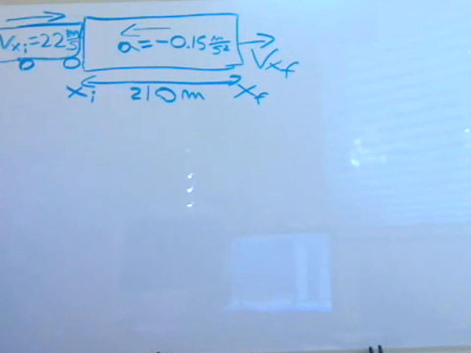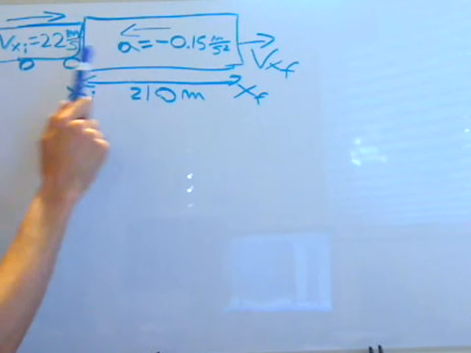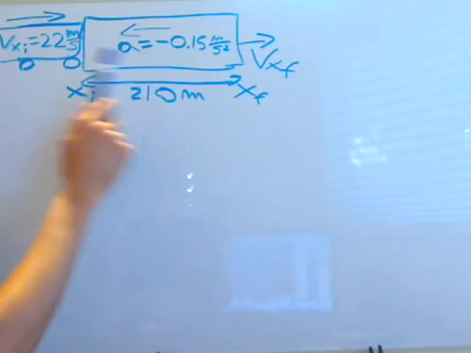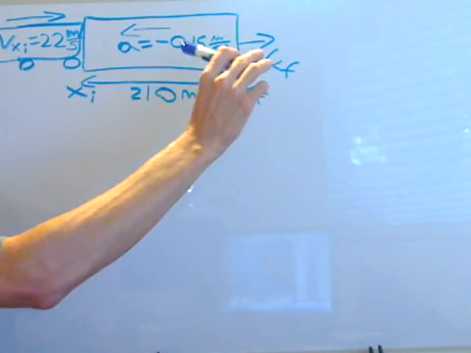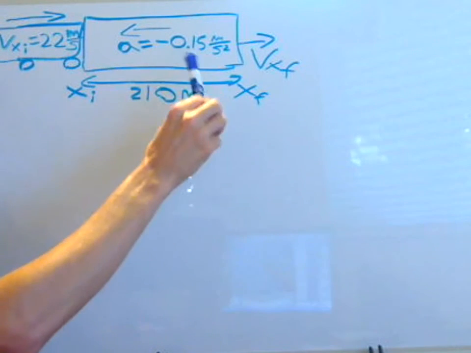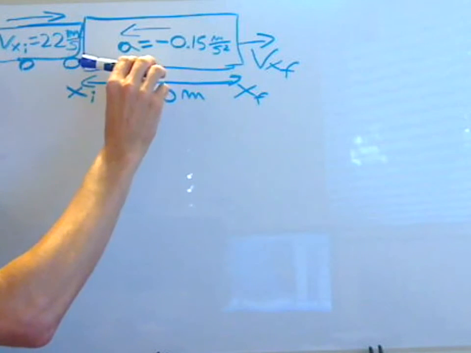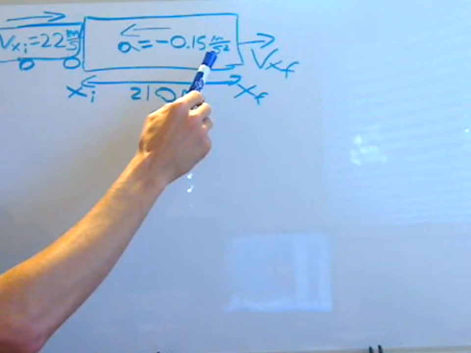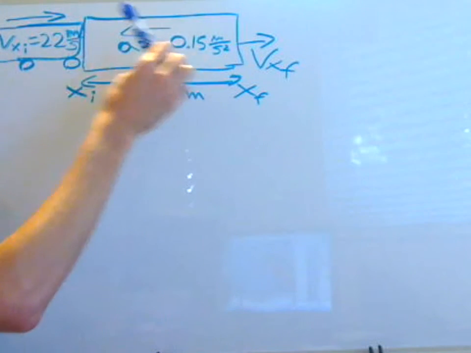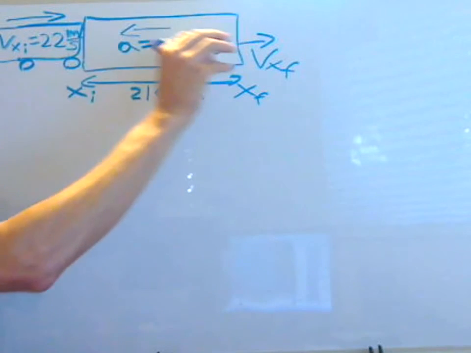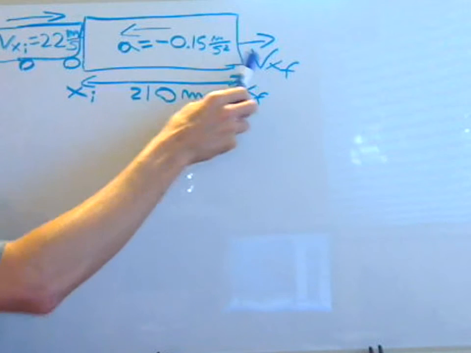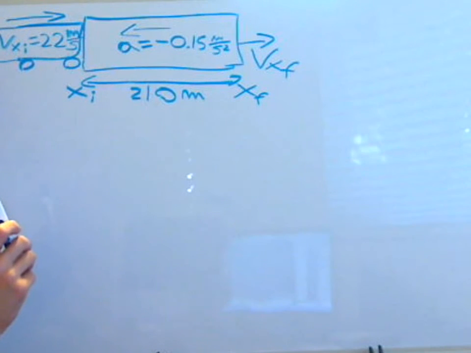Okay? So what we've done is drawn a picture here. We have the train, its initial velocity, 22 meters per second. The station is 210 meters long. And while on the station here, the acceleration is negative because it's slowing down. Okay? So it's a negative acceleration, 0.15 meters per second squared. So in other words, what I've drawn is positive velocity, negative acceleration. Okay, so it's slowing down. And we want to know how fast the train is going when it exits.